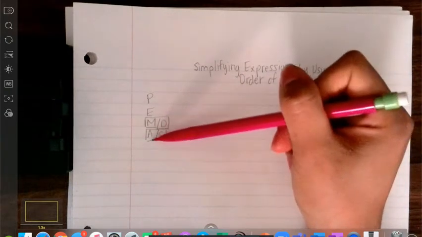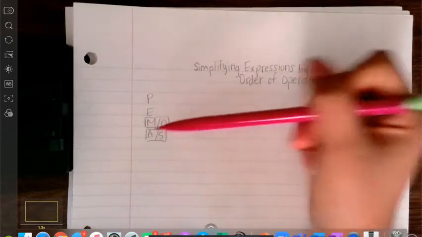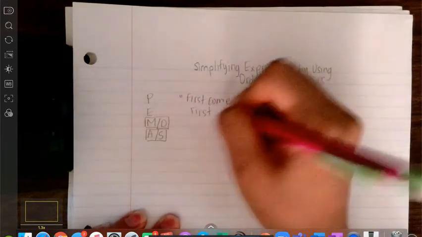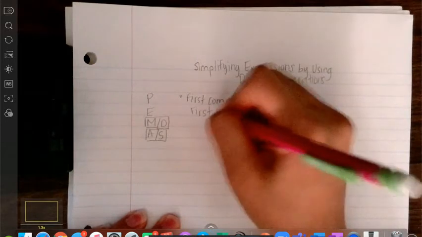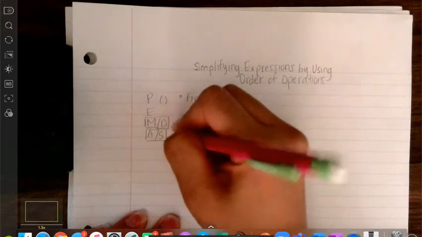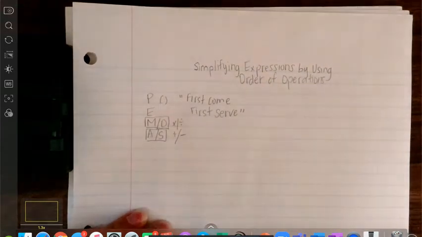Just because you see addition here first when writing out PEMDAS doesn't mean that that's necessarily the first thing you're going to solve in your expression. Again, it's first come, first serve. That's just something that I like to say so I can remember this. First come, first serve. So I can remember that rule. Again, we have parentheses. We have exponents. We don't really look into that in 5th grade. Multiplication, division, addition, and subtraction.